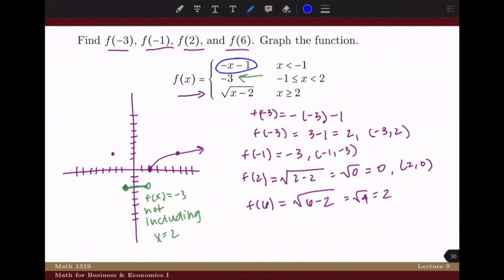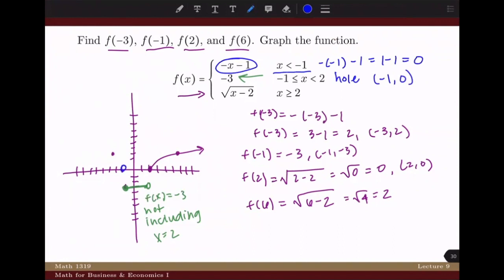Lastly, we're going to graph x minus 1. Now, x is strictly less than -1. So that means I need to leave a hole at where -1 would be. And where -1 would be, we can actually find out. There's going to be -1 minus 1, which is 0. So I actually need to leave a hole in my graph at the point (-1, 0), which is right here.